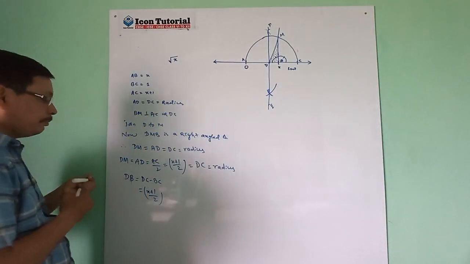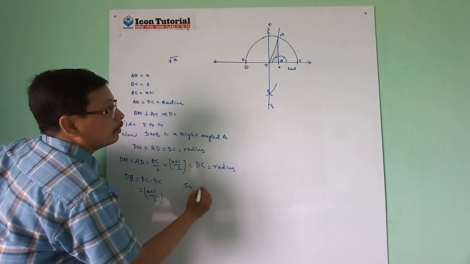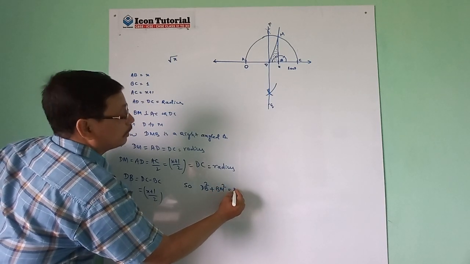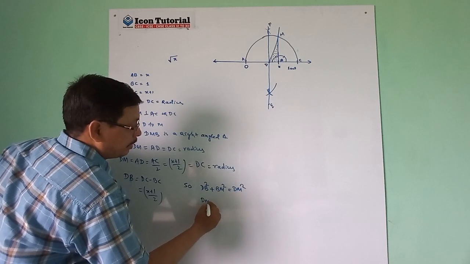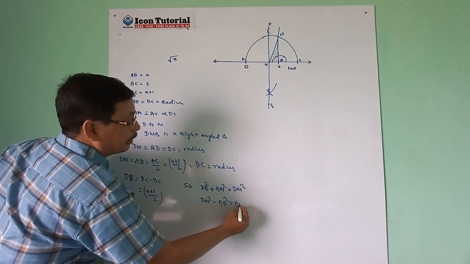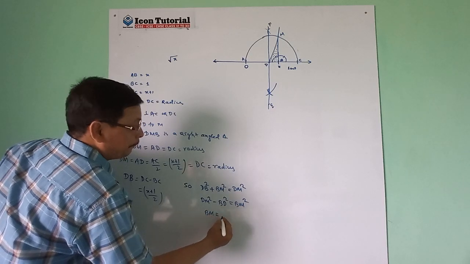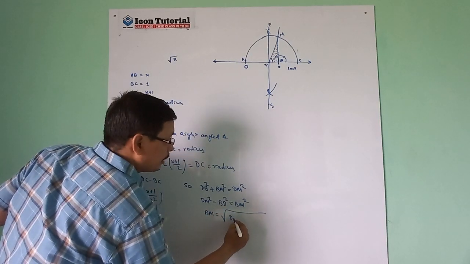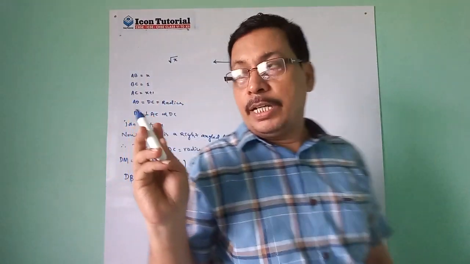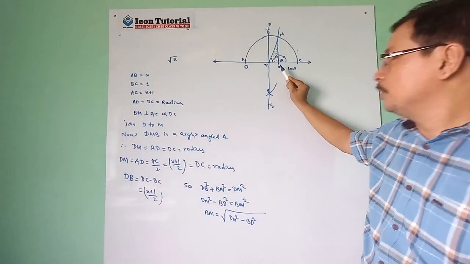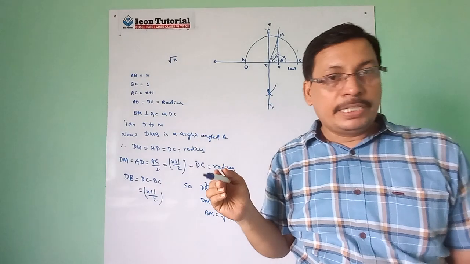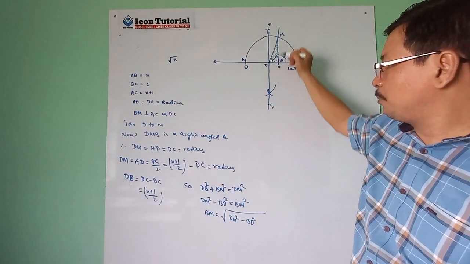Here, DB square plus BM square equals DM square, or DM square minus BD square equals BM square. So BM is equal to the square root of DM square minus BD square. Understood? Once again, check this small triangle: DB is the base, BM is the perpendicular, and DM is the hypotenuse.